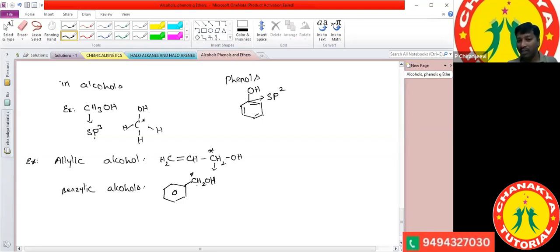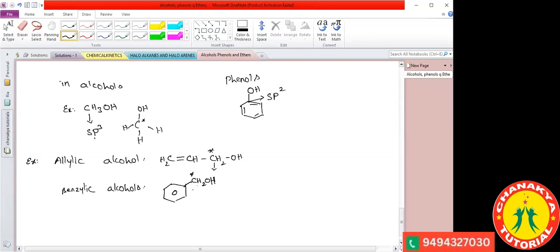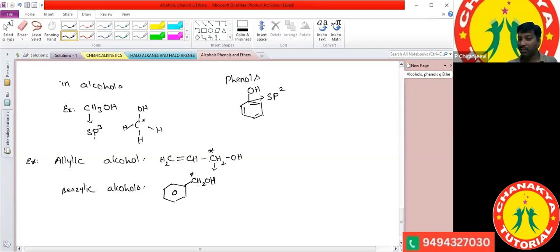So what is the hybridization of the carbon of the benzylic alcohol? sp3 hybridization. So allylic alcohol contains an sp3 hybridized carbon, and benzylic alcohol also contains an sp3 hybridized carbon. And one more example I'll write here: 2-phenyl ethanol.